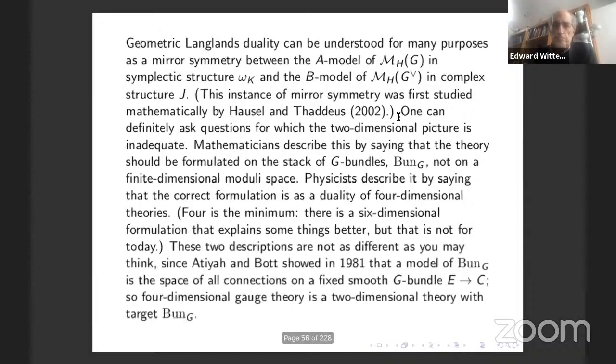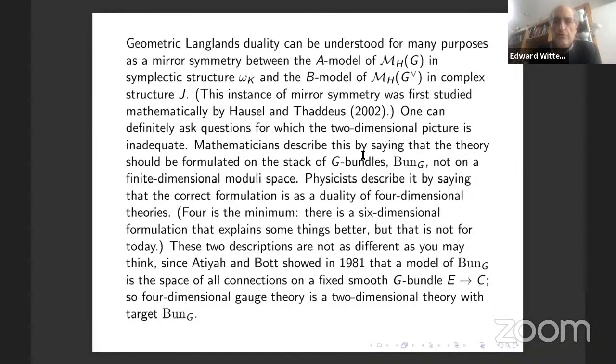The two descriptions are not so different because Atiyah and Bott showed in 1981 that a model of Bun G is the space of all connections on a fixed smooth G bundle over C. So 4-dimensional gauge theory is a 2-dimensional theory with target Bun G. That's actually, I would say, the translation between the way mathematicians and physicists deal with this assertion.